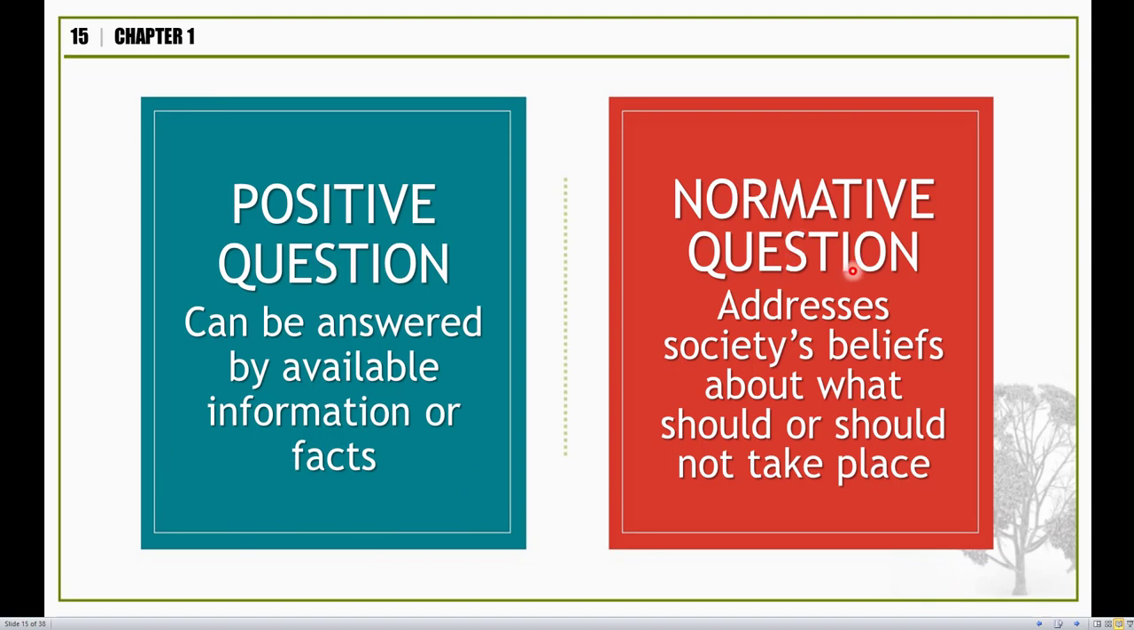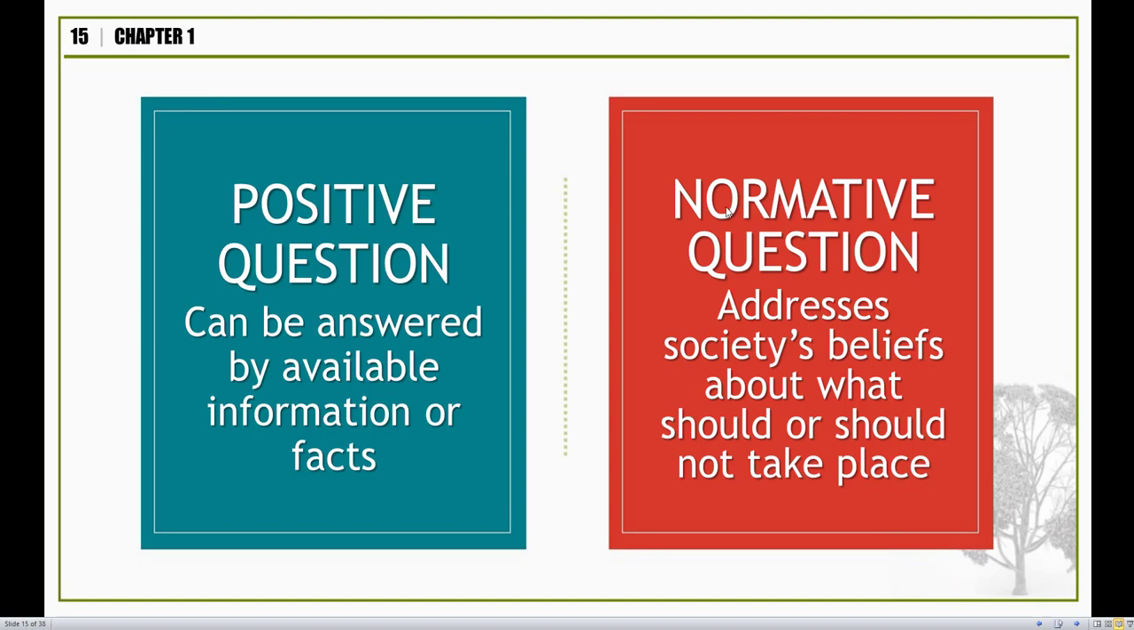With normative questions, these address society's beliefs about what should or should not take place. So this is going to be more subjective in nature. There is really no right or wrong answer with normative questions. So once again, which one do you think economists are going to be more concerned about answering? Positive questions or normative questions?